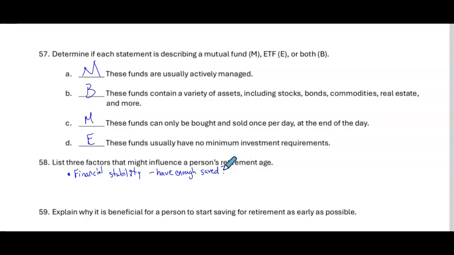If not, you've got to keep working, right? So do you have enough saved to manage your retirement expenses? Factor number 2 is your health. Are you healthy enough to keep working? If not, you might want to consider retiring.